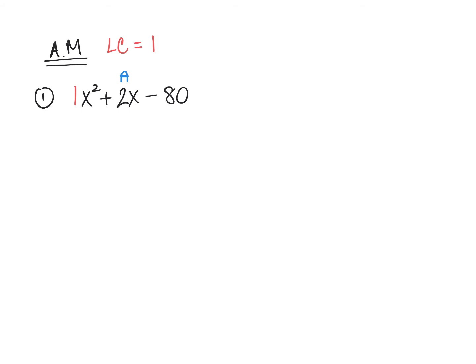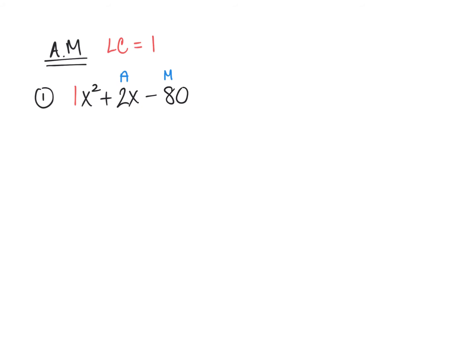Okay, so we're going to do examples of the AM method. So example number 1, we have x squared plus 2x minus 80. Now we can use the add multiply method because the leading coefficient, or the number in front of the x squared, is 1. So again, we're going to use add multiply when the leading coefficient (LC) is 1. What the add multiply method needs is two numbers that add to 2 and multiply to negative 80.